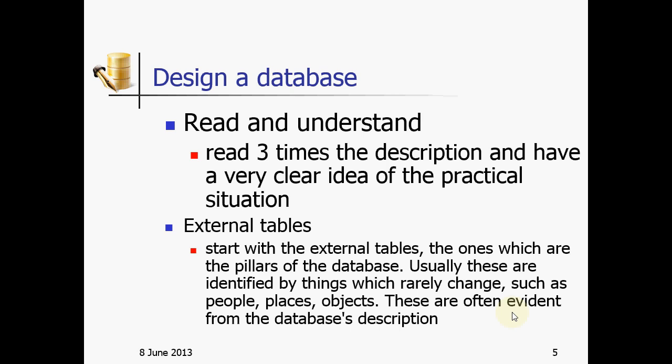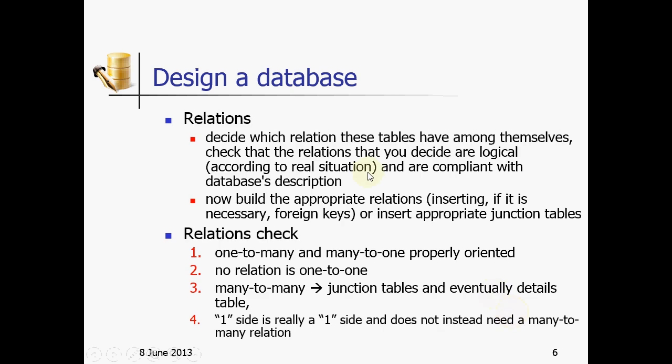Well, you can see that in all the databases that I've designed here, I always started from the external tables, customers, products. I never started from a junction table. It's suicide. Okay, even though I have enough experience to start also from a junction table, I still start from the external tables. So start from those ones. Decide which relations to have among themselves, and then check that the relations are logical according to a real situation and are compliant with the description, if I give you the description.